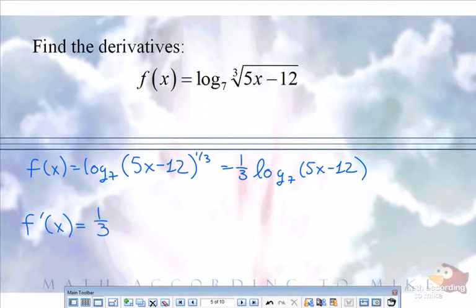Since we have a log of a function, we'll be using our second rule here. So this will be 1/3 times what? 1 over natural log of 7 times. Got it. So again, you can write that as one big fraction by multiplying across the numerator and denominator. Just please be careful.